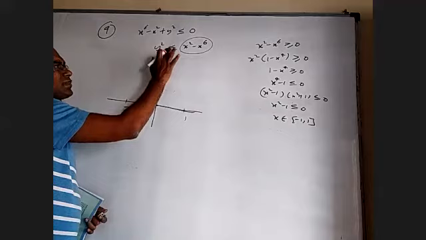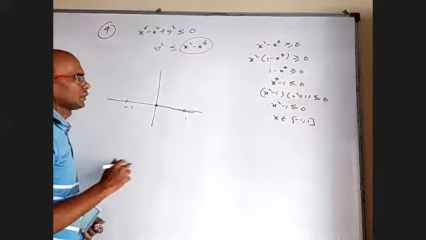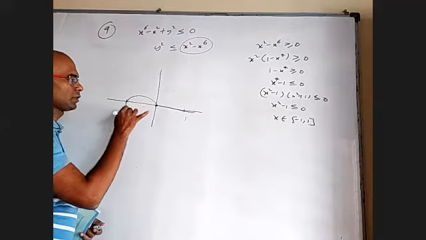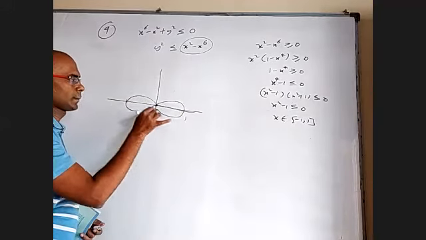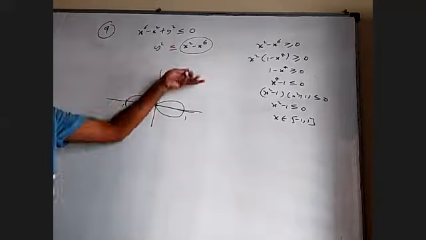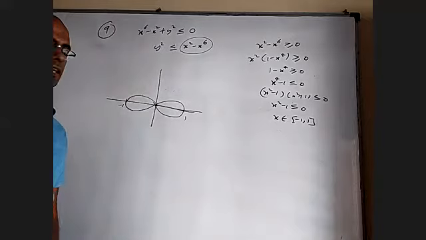Less than, we'll see later. When you want equal to, it is again somewhat like your dumbbell shape, p orbital or something. Why? If you replace x with minus x, no change, so the graph is symmetrical about the y-axis. Replace y with minus y, no change, so the graph is symmetrical about the x-axis.